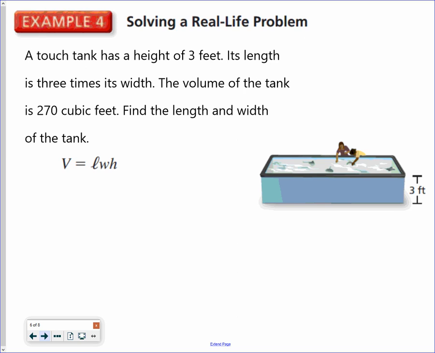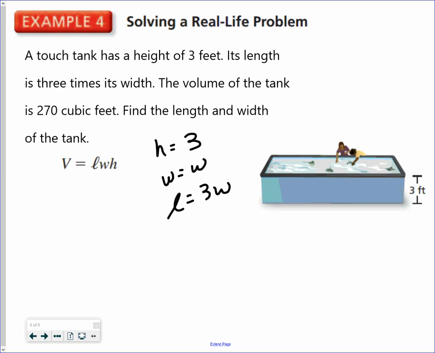A touch tank has a height of 3 feet. Its length is 3 times the width, and the volume of the tank is 270. So again, they're trying to give you some information here. So the height is 3. So that I'm told, h is 3. The length is 3 times the width. So the width is just w, and the length is 3w. Excuse me, the volume of the tank is 270. Find the width and the length.